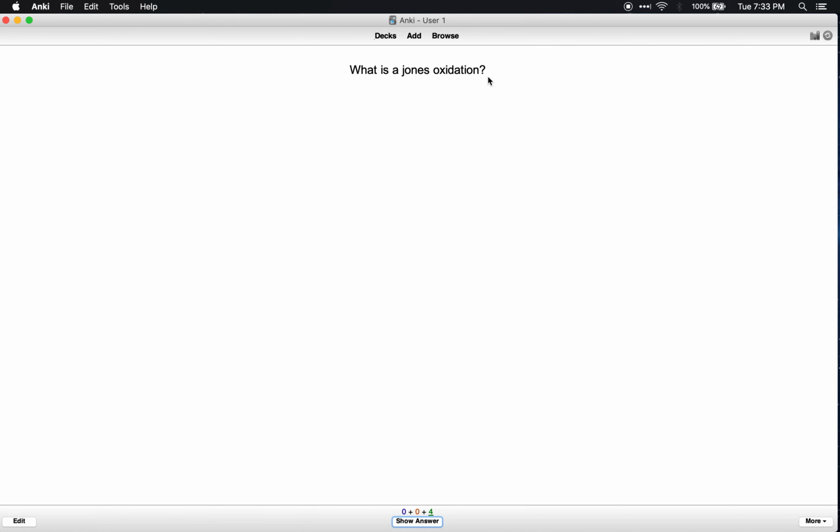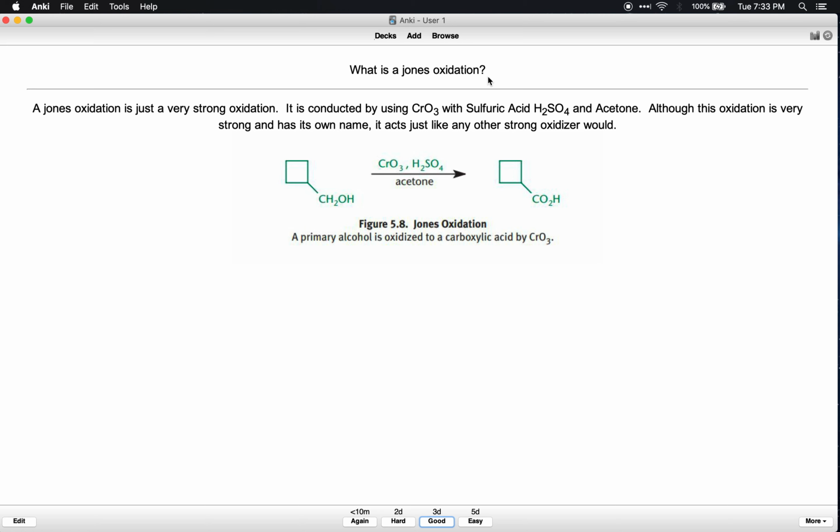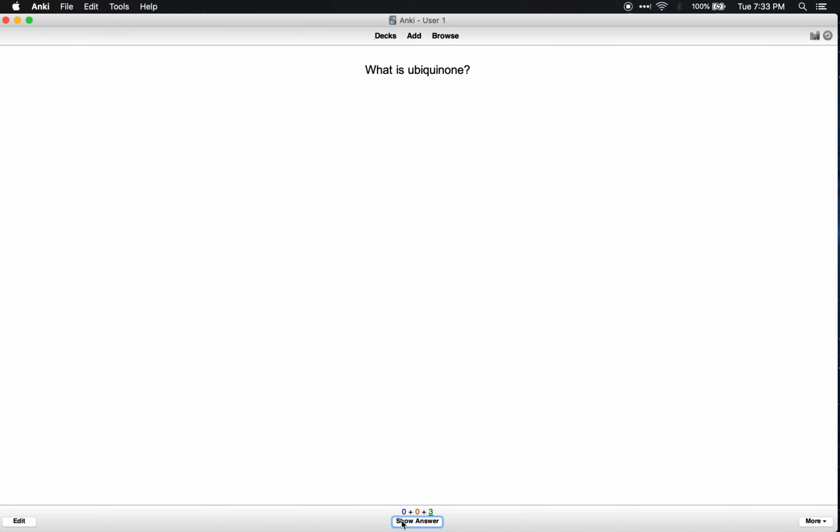Jones oxidation is a very strong oxidation of any alcohol into a carboxylic acid using H2SO4. What was it? CrO3, H2SO4, and acetone. Ubiquinone is an important molecule for the ETC, especially complexes 1, 2, and 3. Ubiquinone is the oxidized form, and ubiquinol is the reduced form.